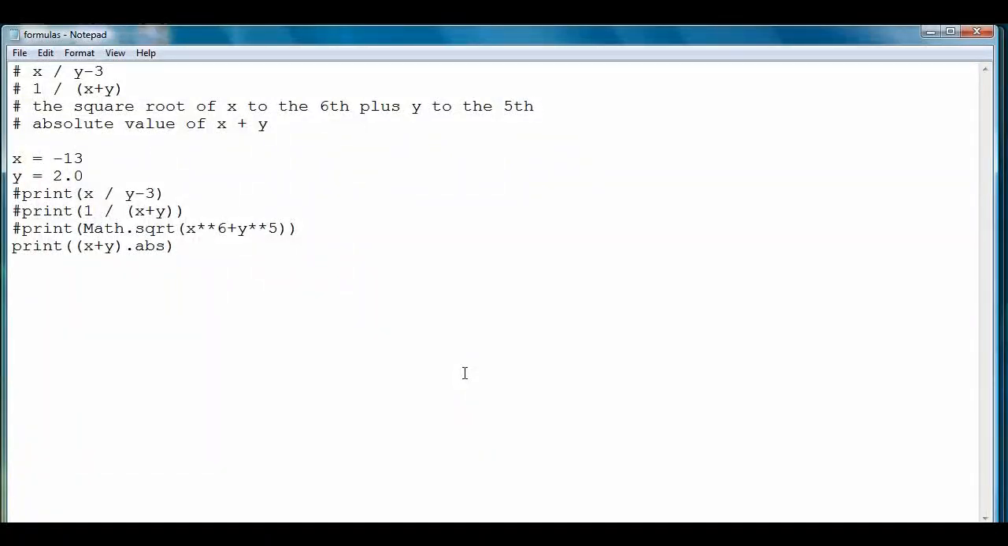So there are 4 examples of converting formulas into Ruby. And this exercise demonstrates just straight arithmetic, and then also some arithmetic and some order of operations, or precedence, with some mathematical function calls, square root and absolute value. So that wraps up this exercise, and that wraps up this chapter.